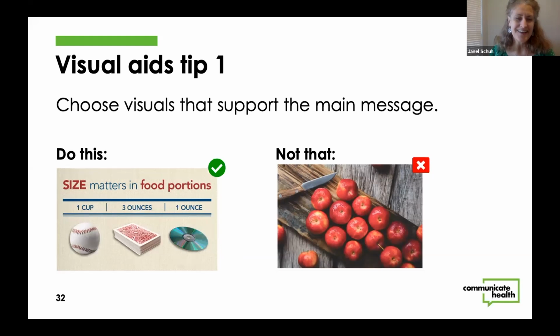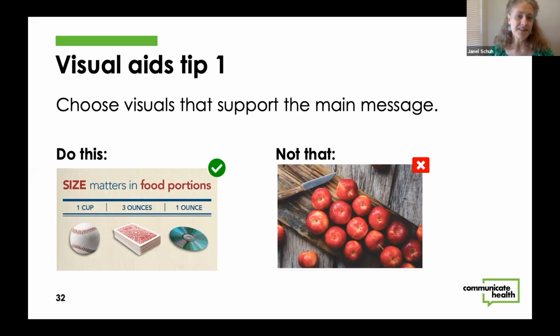The visual on the left really talks about size matters in food portions. And as Andrea was saying, I think very few of us can look at something and tell you how many ounces it is, especially when it comes to food. I think the research shows we typically grossly underestimate, especially here in the United States, where we're used to very large portion sizes when we buy food at restaurants.